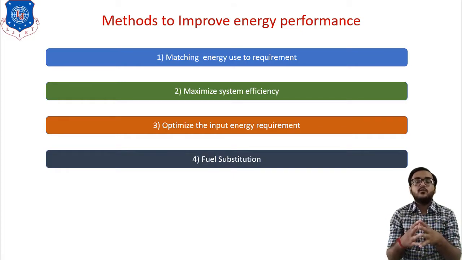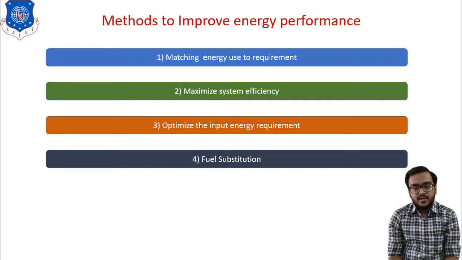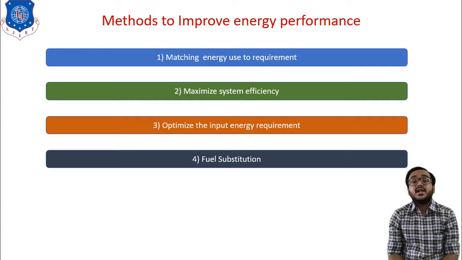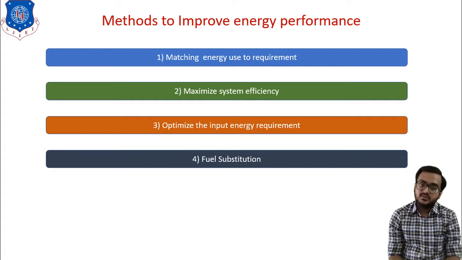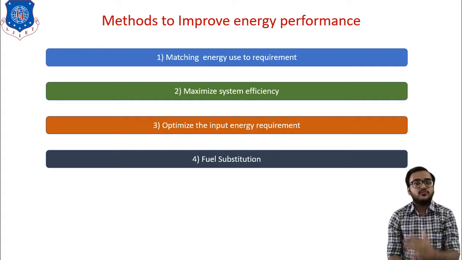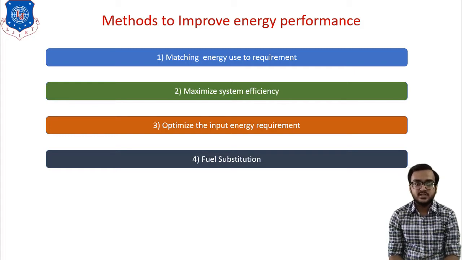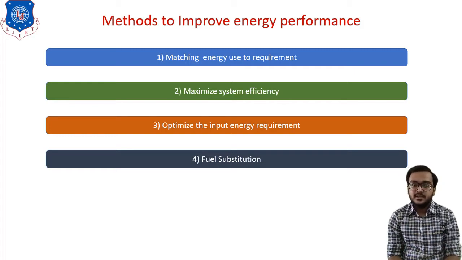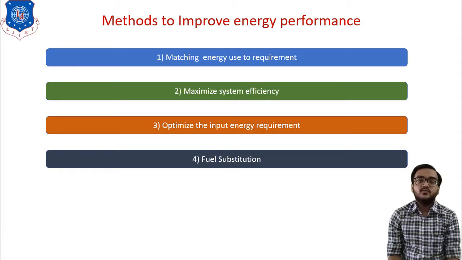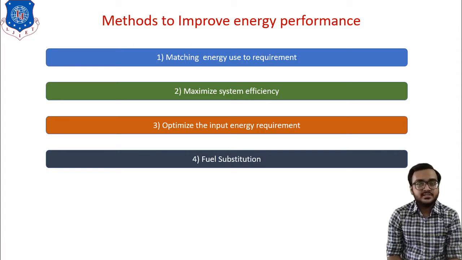Okay, so before selecting any equipment, it's our prime duty to observe our requirement. The second one is to maximize the system efficiency. By maximizing the system efficiency, we are able to improve the performance of the plant, and there are lots of ways to maximize the efficiency of any system that we have discussed in Chapter 5 during the discussion of thermal utilities like boiler, furnace, heat exchangers, like that.